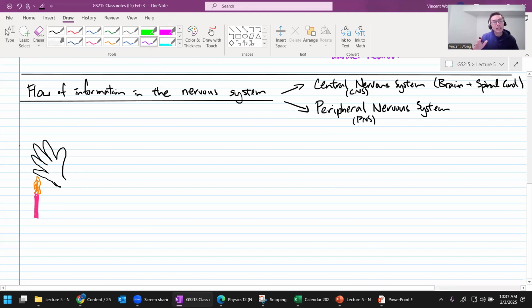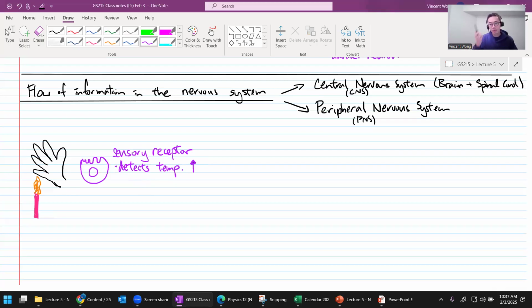And if it gets too high, it will cause the reflex to kick in and then you will remove your hand. So you have a sensory receptor. You just have to believe me, they kind of look like this. This is a sensory receptor, which would detect different things. In our example, it detects temperature increase. It's getting hotter and hotter, and eventually, up to a point, you're going to have to remove your hand. You have light receptors in your eyes, and chemical receptors on your tongue. Different receptors throughout the body for different purposes. So this one detects temperature.